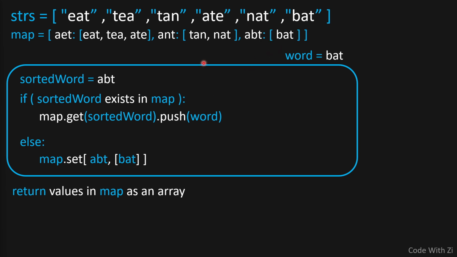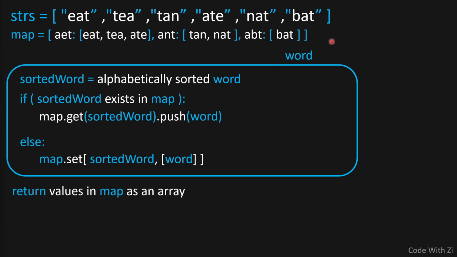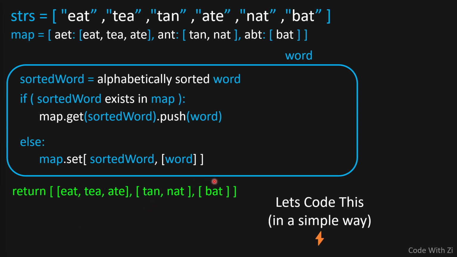Now we have it here, and then we're gonna reach the end of our array, so we're gonna stop looping, and we're gonna return the values in map as an array. Well, these are the keys, as you can see, but we want the values, so we're gonna return this, and this, and this, like so, and that's gonna be our answer. Now, let's code this in the simplest way possible.